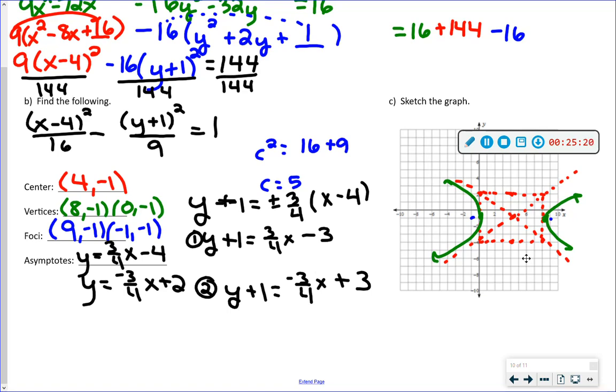But I have so many colors and stuff here. It is what it is. All right, wasn't that fun?